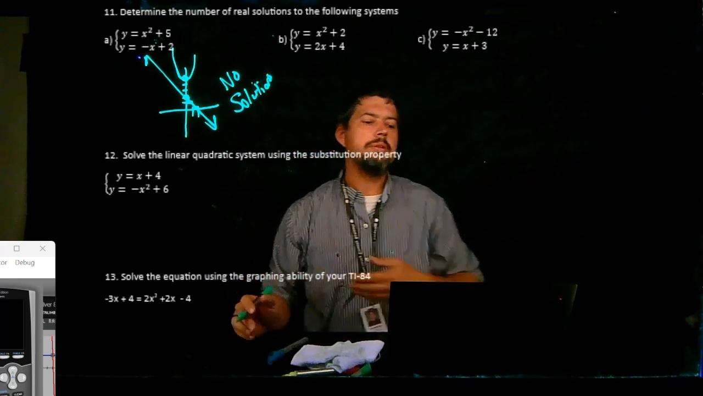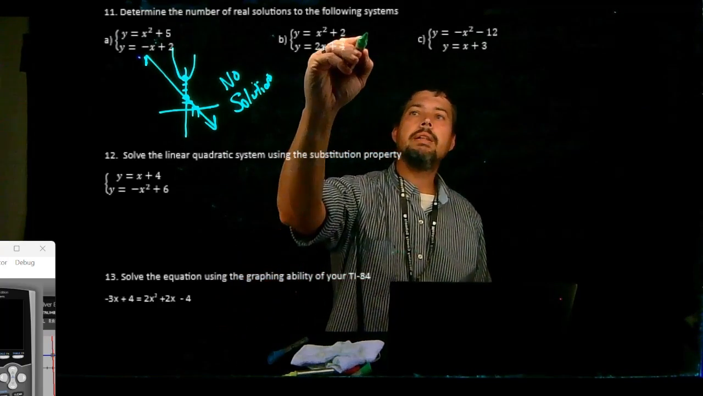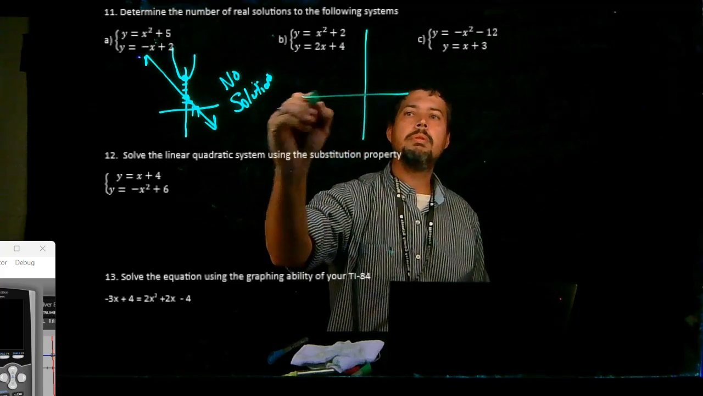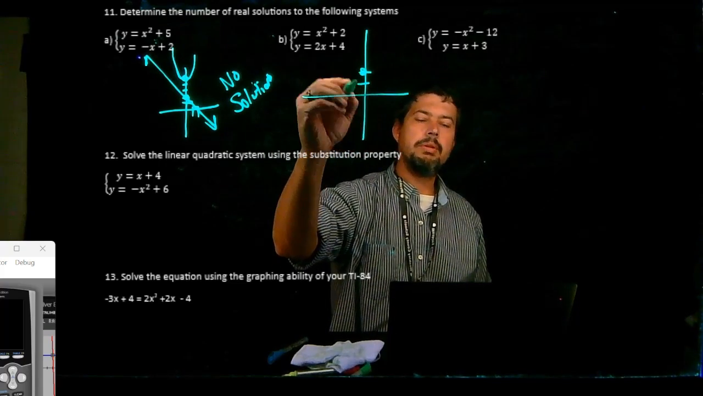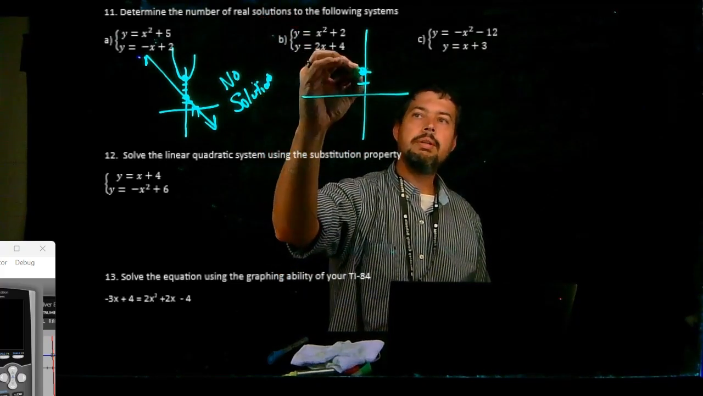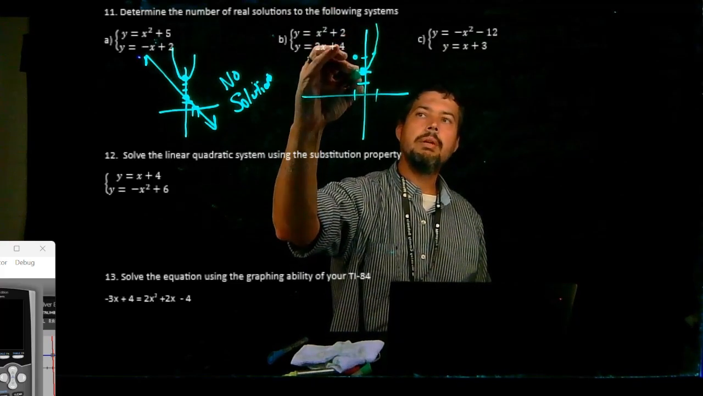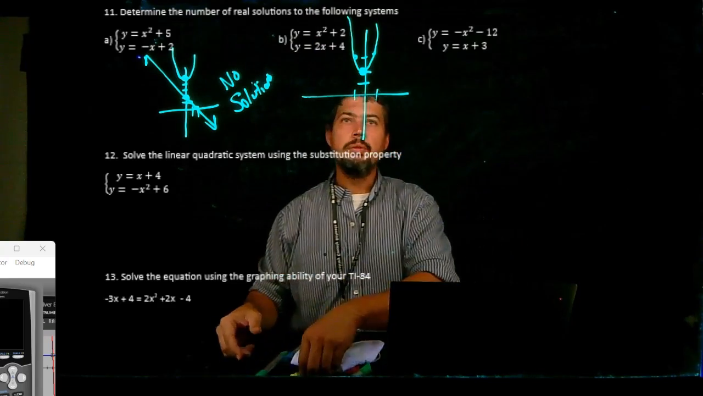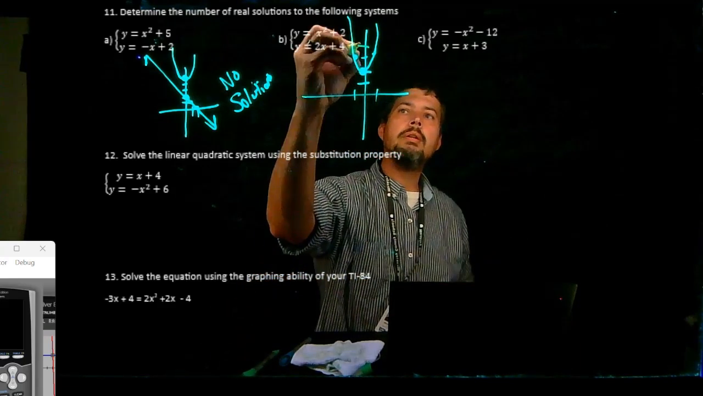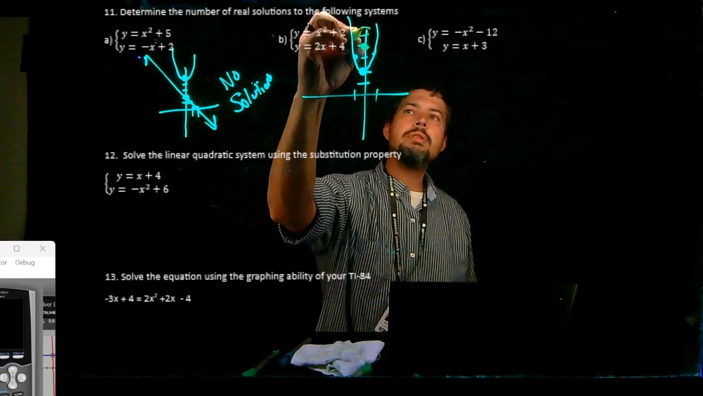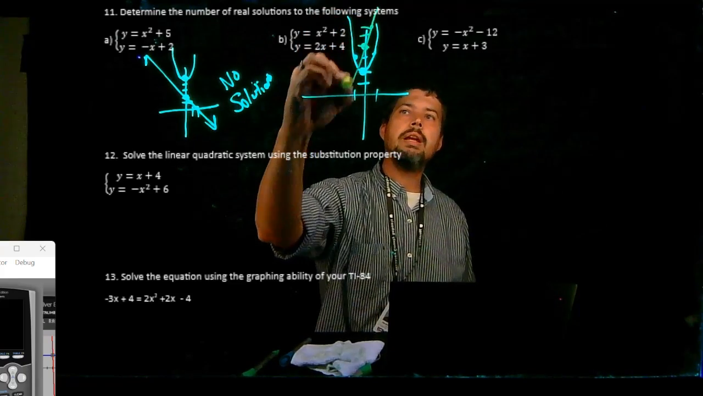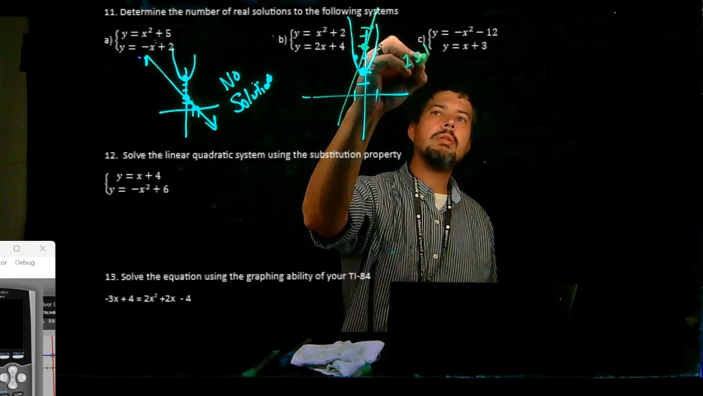B, x squared plus 2 and 2x plus 4. Again, this is a shift up 2, 1, 2, just like the other one. We have an initial slope of 1. We rise 1 both ways. And then we have 2x plus 4, which will cross the y-axis at 4. And then it will rise 2 and run 1. And what you can see is it's going to have 2 solutions.